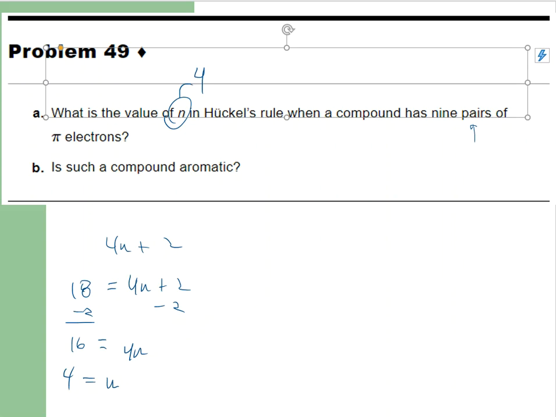Is such a compound aromatic? Well, for B, there's a big question mark here. It is aromatic if it's a ring, if it has an odd number of bonds, if it is flat. That's what these things are all about. So this one I'm kind of wishy-washy on unless I get more details of the structure, because I have to meet all 4 definitions.